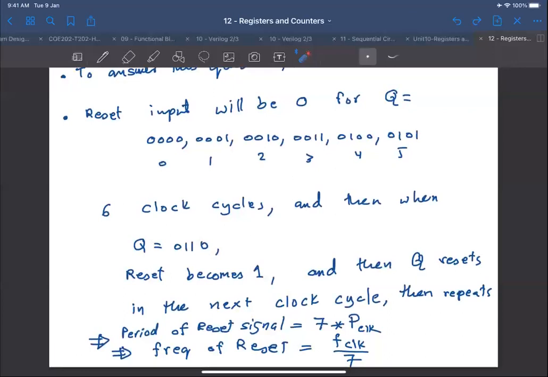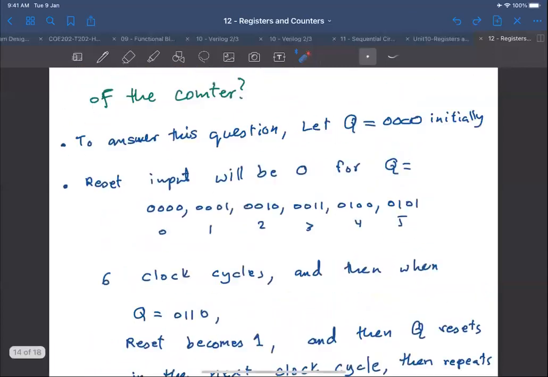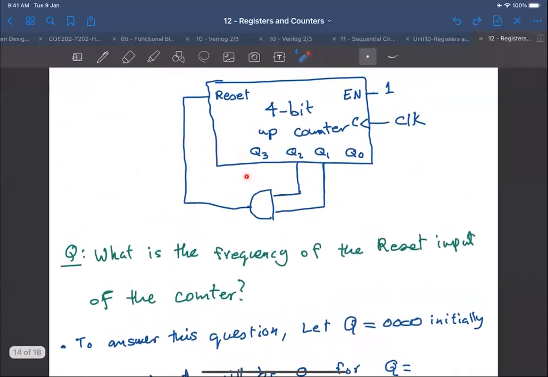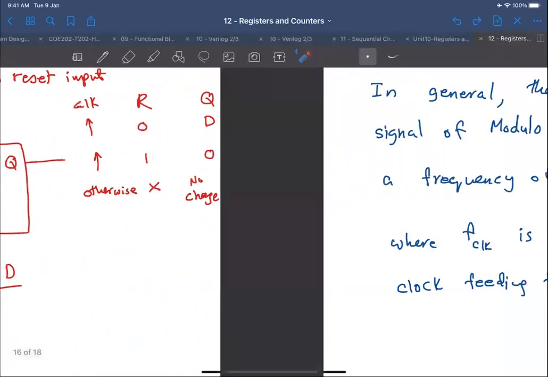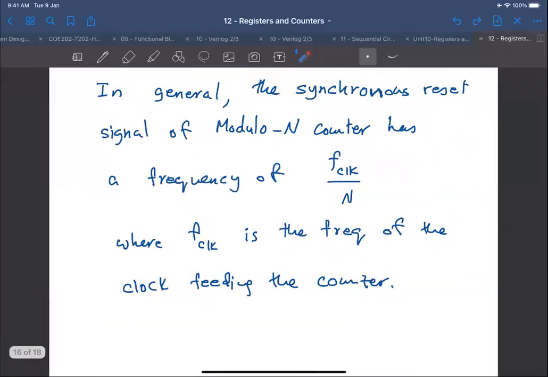So how can we generalize this? We generalize this by changing the modulo counter to count up to some other arbitrary number, like 8 or 9 or whatever. So in general, the synchronous reset signal of a modulo n counter has a frequency of f clock divided by n. F clock divided by n.